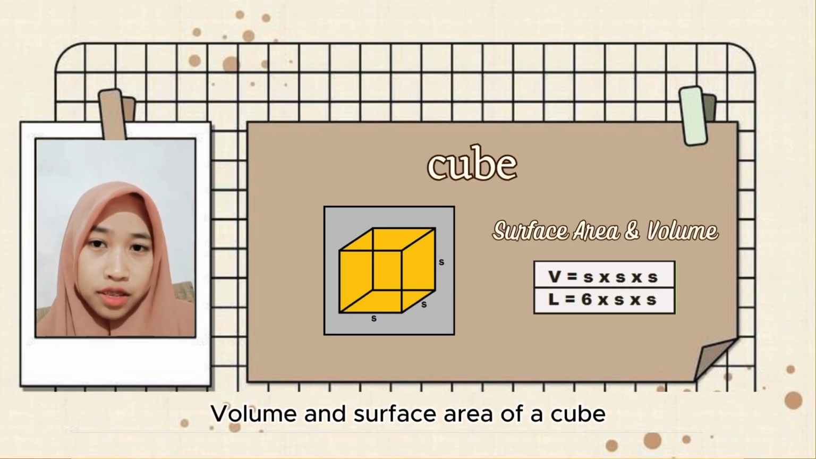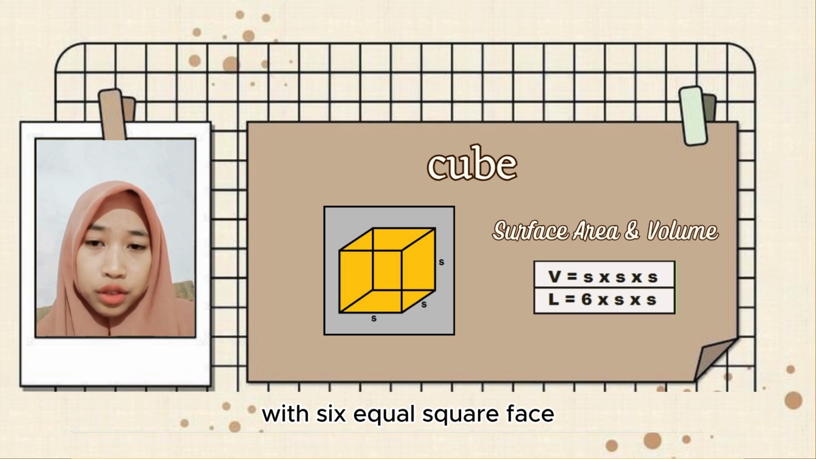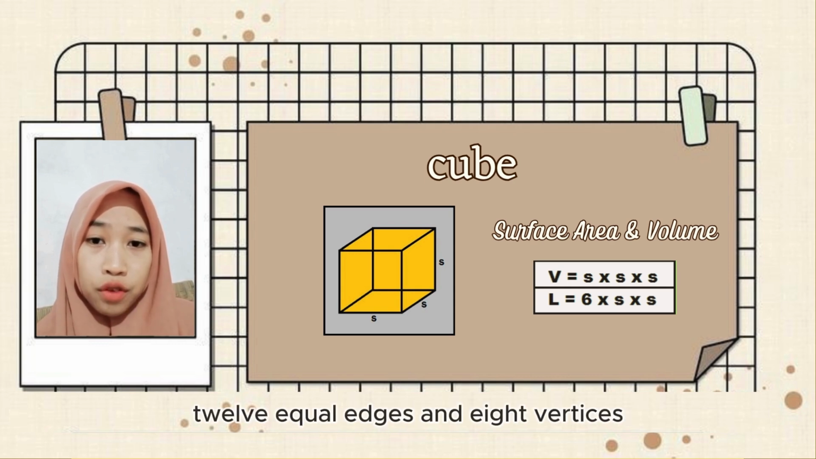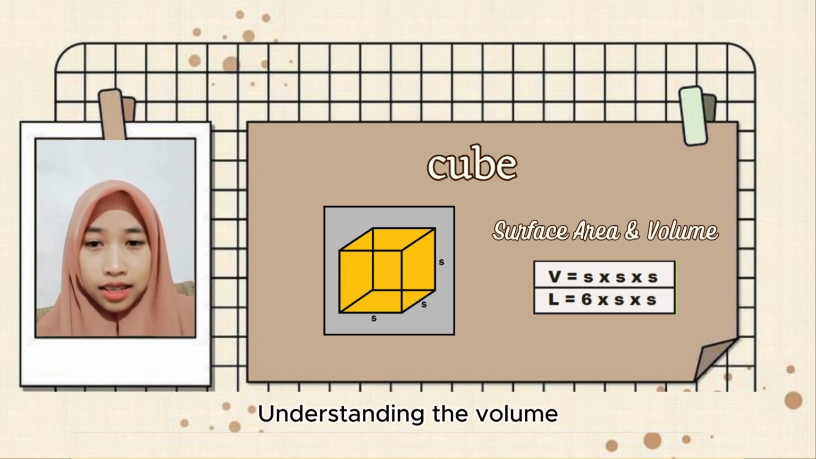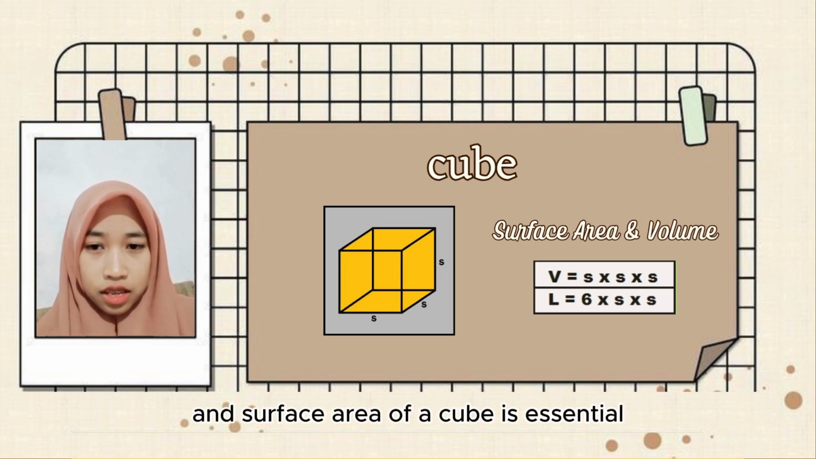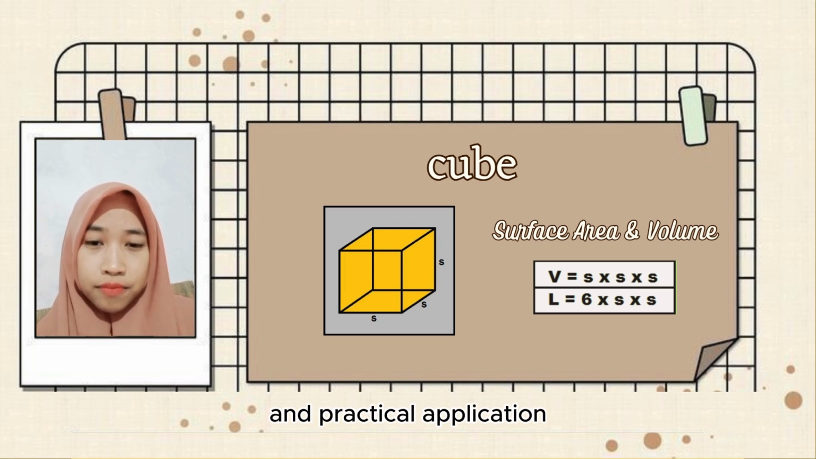Volume and surface area of a cube. A cube is a three-dimensional geometric shape with 6 equal square faces, 12 equal edges, and 8 vertices. Understanding the volume and surface area of a cube is essential in various mathematical and practical applications.